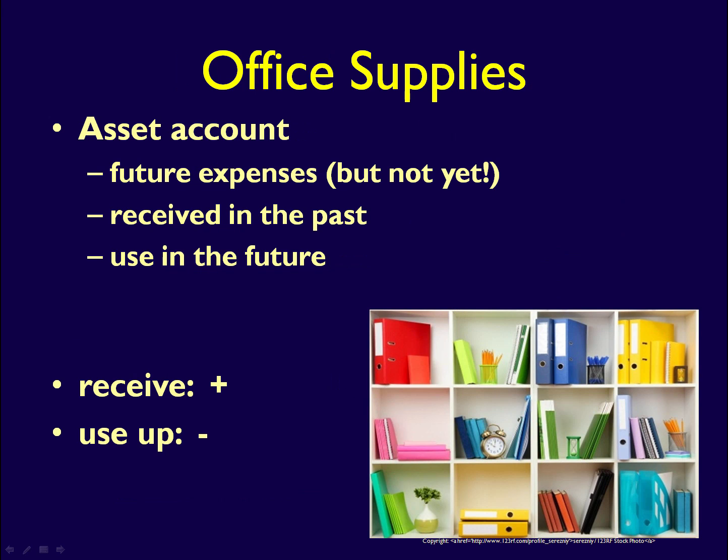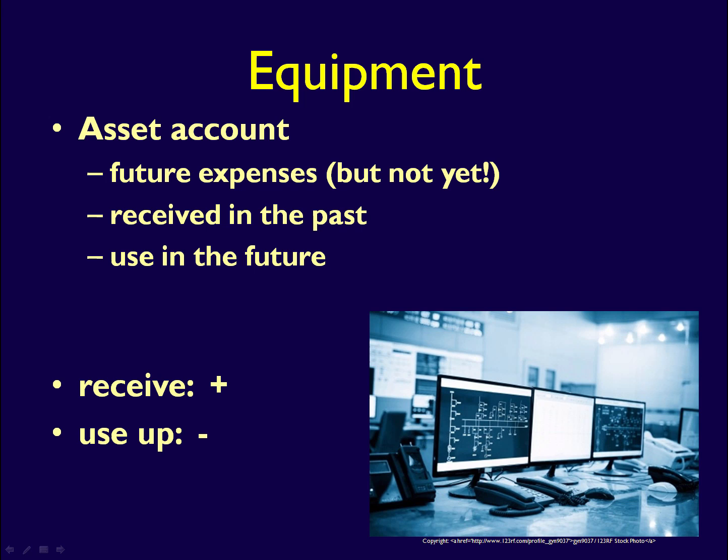When your business buys office supplies, you receive something now, like pens, pencils, and staples, that will benefit your business in the future, so it's an asset. When you receive the office supplies, it increases your assets with a plus. But when you use up the supplies, and that will only happen in the future, you will have to record a negative to the office supplies account. Assets will decrease.